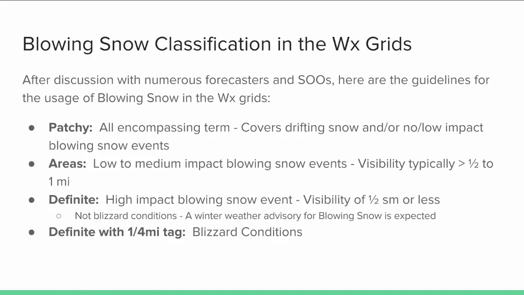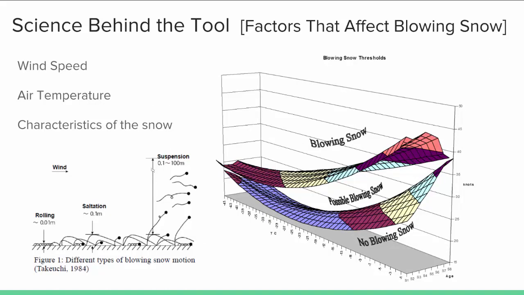Before looking at the details of the Forecast Builder blowing snow tool, we need to first understand the science behind the tool and what the primary factors are that affect blowing snow. As you can see on the figure from Takeuchi 1984, there are three types of motion for blowing snow particles, with increasing wind speed the main variable responsible for lofting snow particles. Drifting snow would equate to the rolling and saltation motions, while blowing snow would equate to the suspension motion.